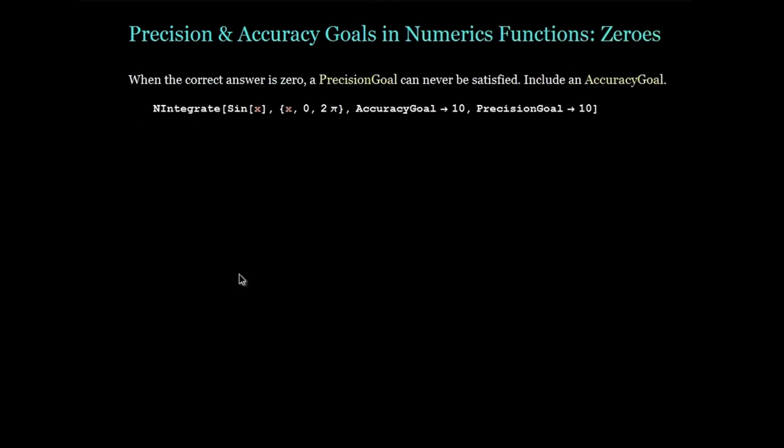One situation where you can't insist on getting a result with a certain relative error, or precision, is when the correct solution is 0. Relative to a value of 0, any error is infinitely large. So if the solution to your problem might be 0, then it makes sense to include an accuracy goal. In this example, the true exact solution is 0, and Integrate obtains an approximate solution to within an absolute error of 10 to the minus 10, satisfying the accuracy goal.